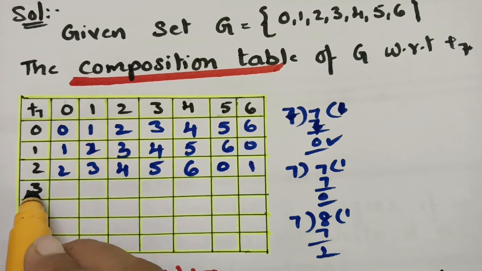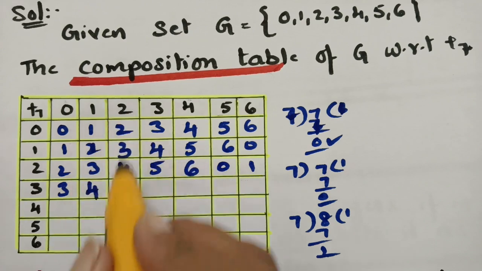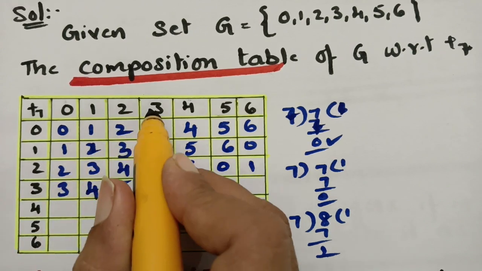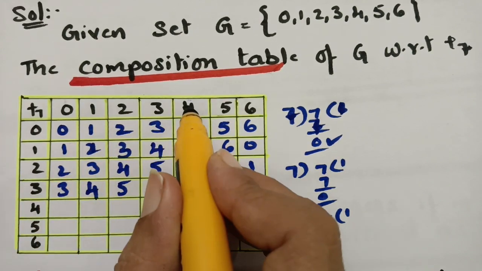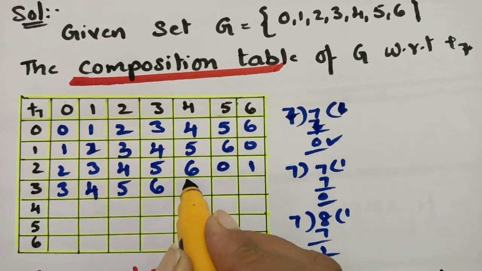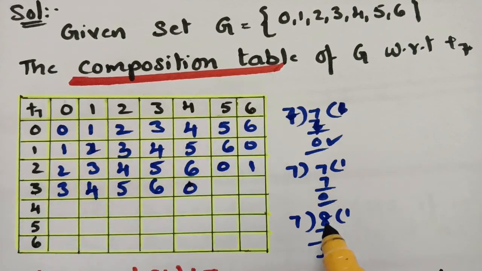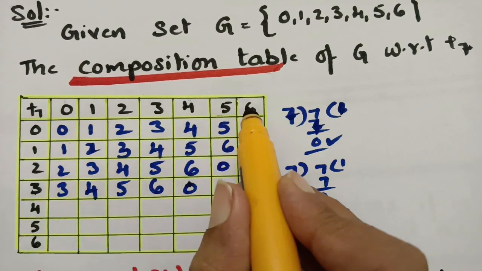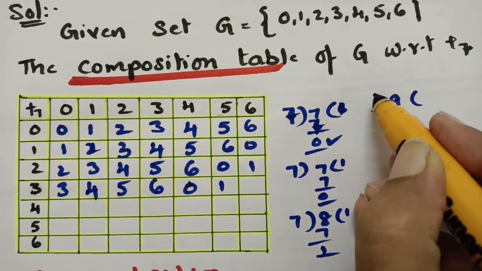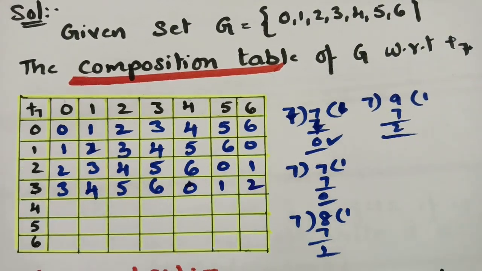Clear? And next one, 3 plus 0 is 3, and 3 plus 1 is 4, and 3 plus 2, this is 5. 3 plus 3, this one is 6, and 3 plus 4, this is 7. 7 when divided by 7, the remainder here is 0, and 3 plus 5, 8. 8 when divided by 7, the remainder is 1, and 3 plus 6, 9. So 9 when divided by 7, see here, the remainder value is 2.